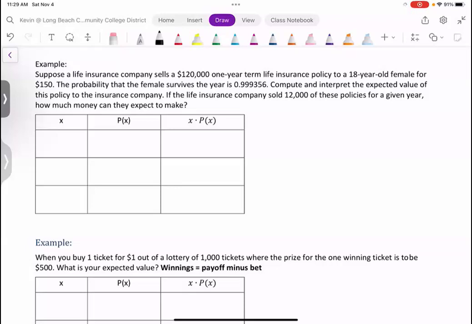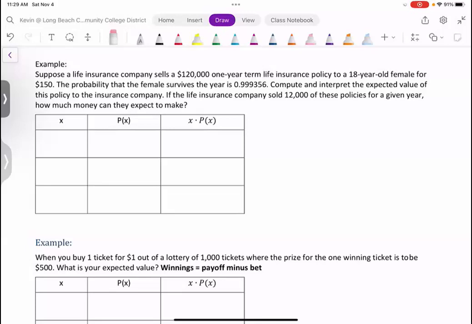All right, let's do another one. Suppose a life insurance company sells a $120,000 one-term life insurance policy to an 18-year-old female for $150. I want to explain what that means. This means that there's an 18-year-old female who wants life insurance, so she buys a life insurance policy for $150. If she dies during that time, her benefactors would end up with $120,000.